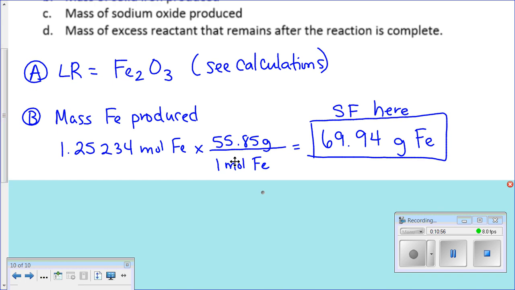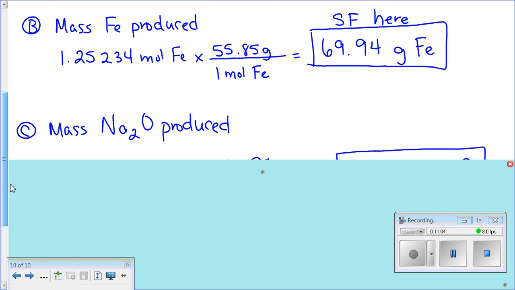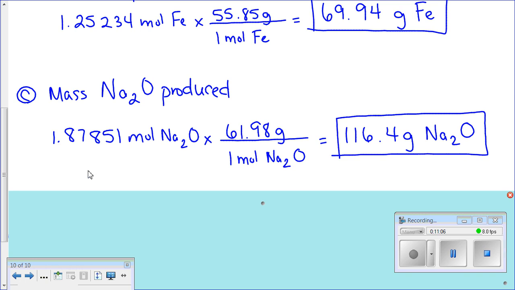Next question. What's the mass of sodium oxide produced? Well, I don't know the mass of sodium oxide produced, but I do know the moles of sodium oxide that I made from the table. So I made 1.87851 moles of sodium oxide, and 1 mole of sodium oxide has a mass of 61.98 grams, and that's the molar mass of Na2O. So ultimately, I can make 116.4 grams of sodium oxide. So I'm just converting my moles of sodium oxide into grams of sodium oxide.